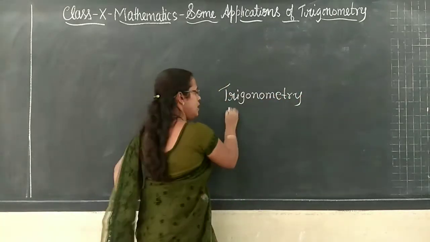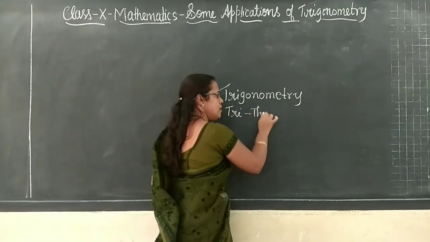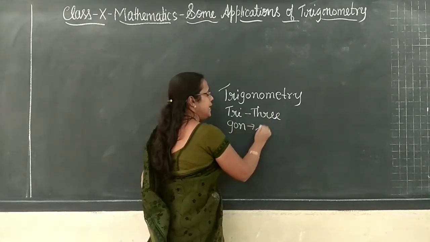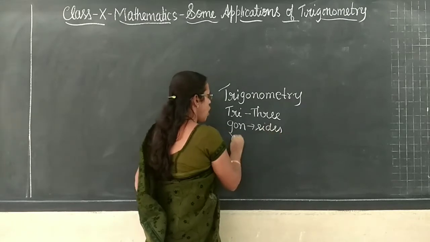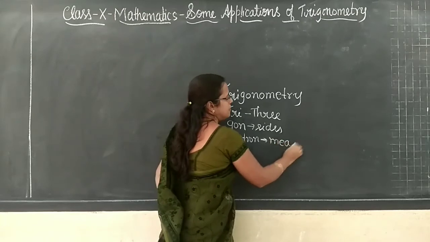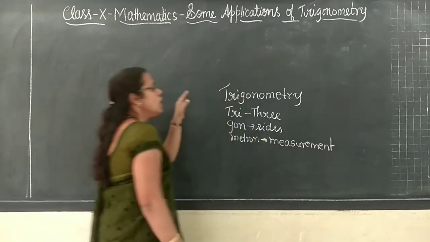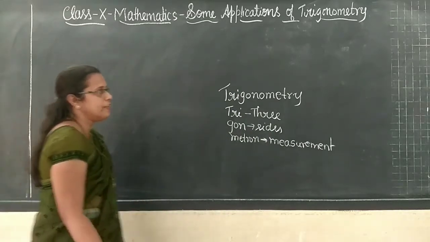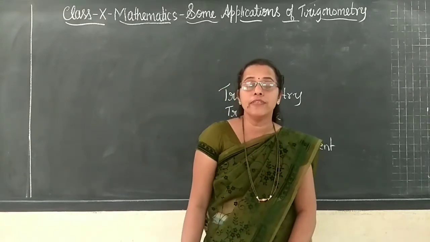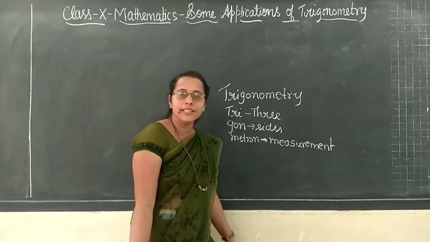In this, tri means what, children? 3. Yes, tri means 3, gon means sides and metron means measurement. Yes children. So after learning this you understood what is the definition of trigonometry? Trigonometry is a study of measurement of sides or angles. Yes, children, that we learned in the last class.